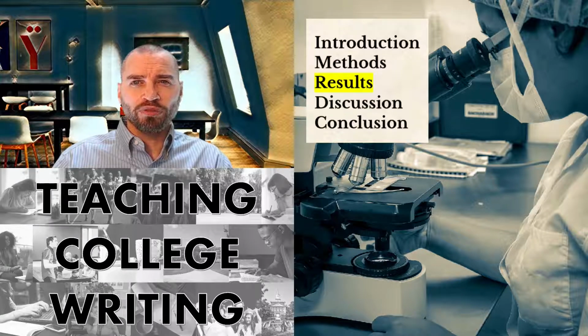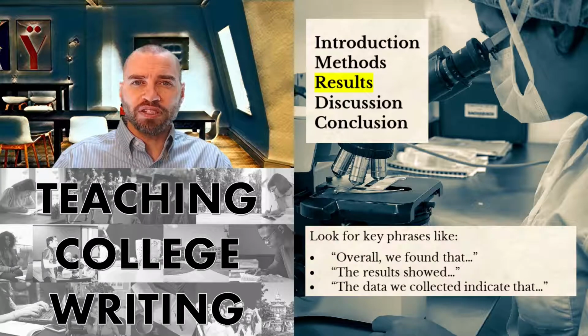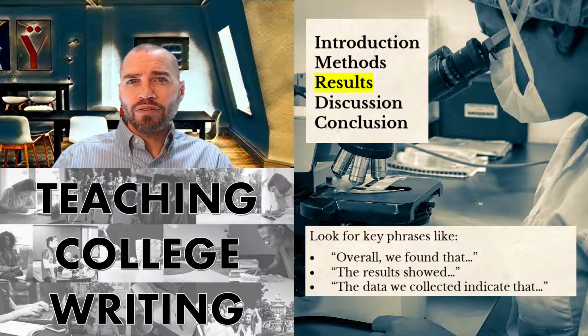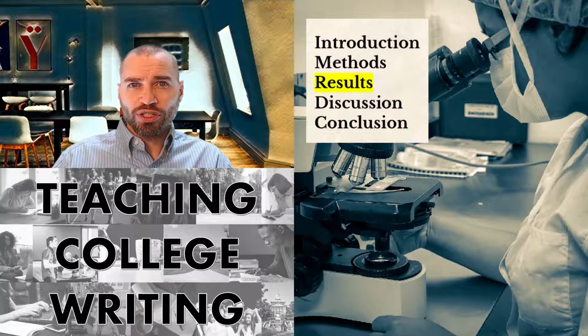It's also important to remember that the scientific process requires that the authors share their data. And because that amount of data may be too much for many of their readers to sift through, most authors will summarize their findings and highlight the most important ones somewhere in the results section. Look for key phrases like, "overall, we found that," "the results showed," "the data we collected indicate that," and look to answer the following key questions.